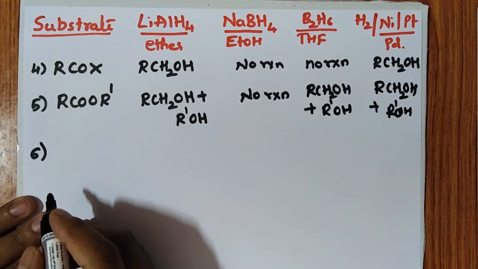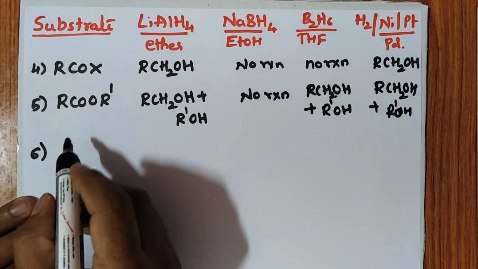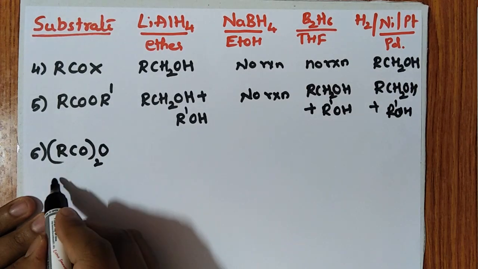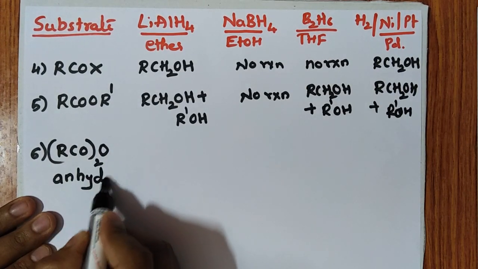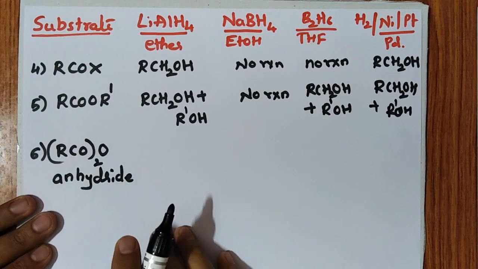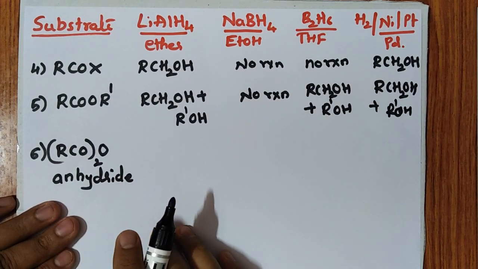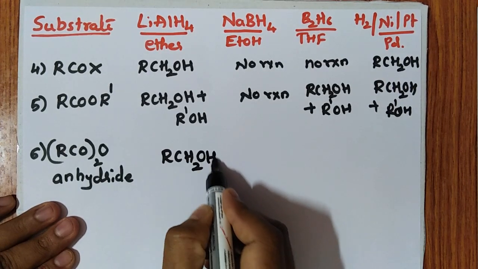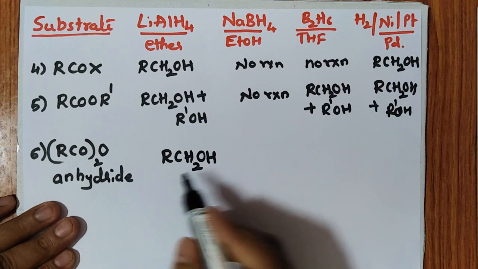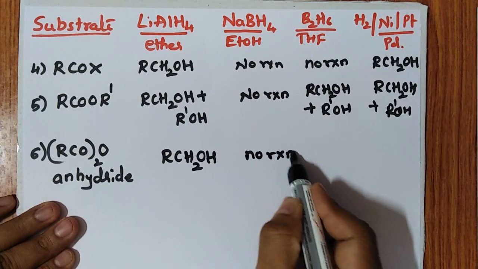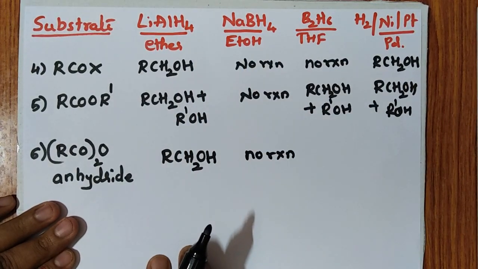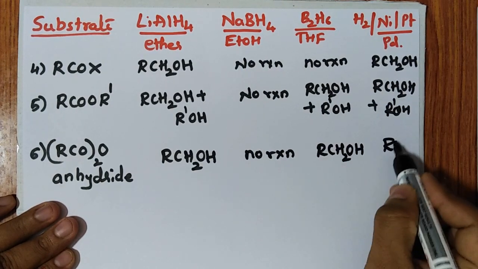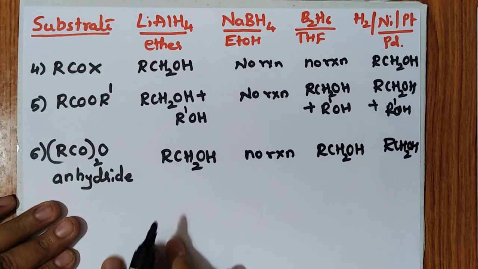Then the sixth one we consider anhydride. Anhydride, I will write it like this, (RCO)2O. So with anhydrides, what will happen? Let us see. In this particular case, remember you are going to get two molecules of RCH2OH with lithium aluminum hydride. And here it is no reaction, easy to remember, in most cases it has no reaction. Then here also RCH2OH. Here also you are going to get RCH2OH.